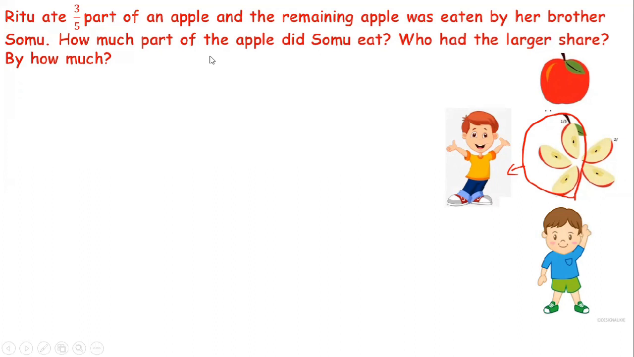Who had the larger share? By how much? Who ate more? Ritu. By how much? Means you have to subtract. Now Ritu ate 3/5 part of an apple, and the remaining apple was eaten by his brother. So now how much part of the apple did Somu eat?